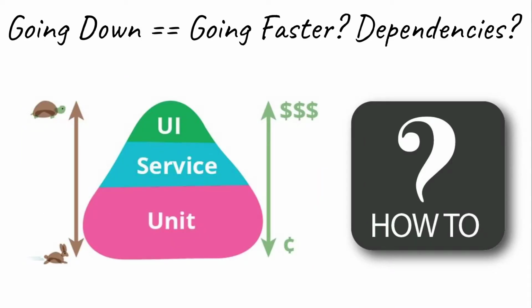Every backend engineer is aware of the testing pyramid, right? The testing pyramid says that going down means you are going faster. Going down the pyramid means going more toward unit tests rather than services or integration or sub-integration tests, and definitely faster than UI or end-to-end or full-fledged UI system testing.